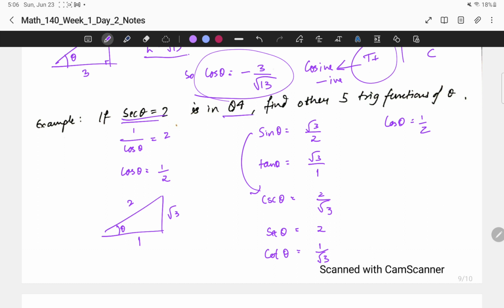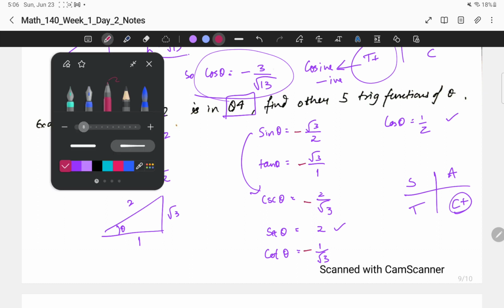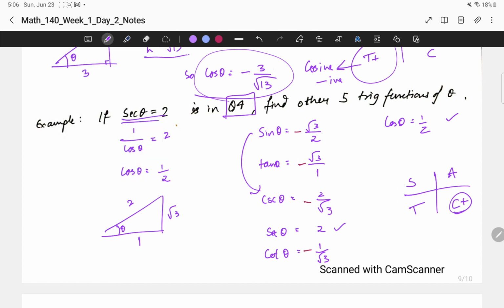Those are the values, but you're not yet done because you're in quadrant 4. Quadrant 4 is ASTC, so cosine is positive, so this is fine, which means the reciprocal of cosine is also positive, but everything else is negative. So you have to add negative to all of these. Now because you're in quadrant 4, the sine, tangent, cosecant, cotangent values are negative, but the cosine and secant values are positive.